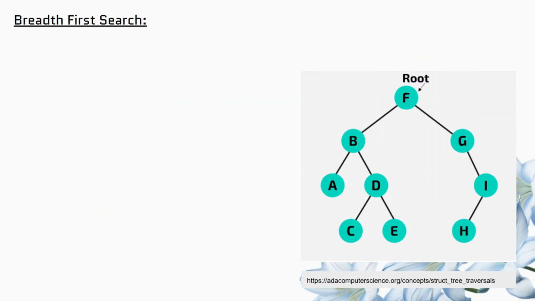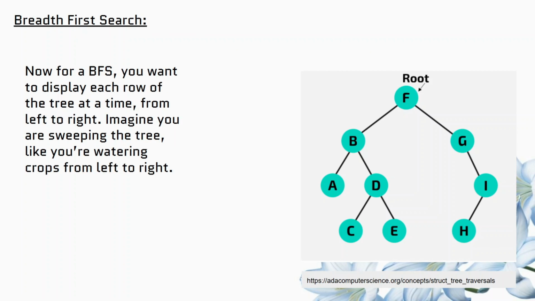So, what about a breadth first search? A breadth first search works exactly how it sounds. You're going to go from left to right, down each layer of the tree, and display the nodes. How I imagine it, you're essentially sweeping through the tree like you're watering crops, but moving from left to right. Might be a horrible analogy, hopefully that makes sense to you. But this would be the output.